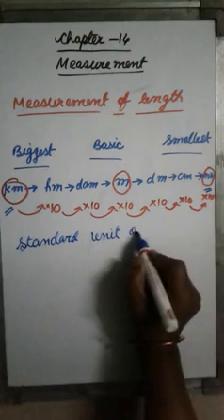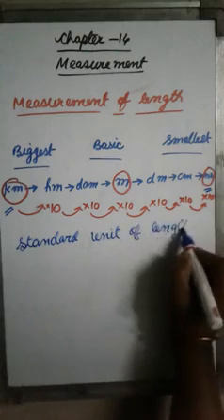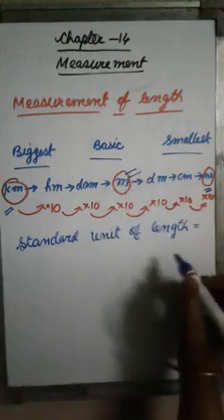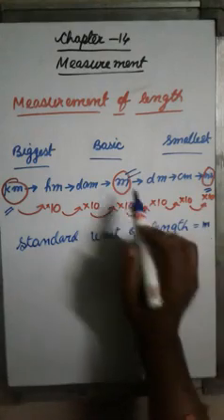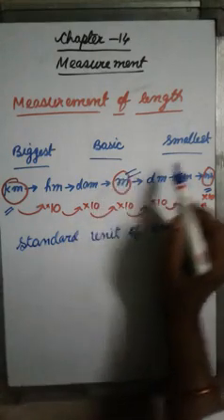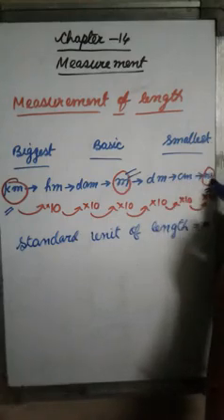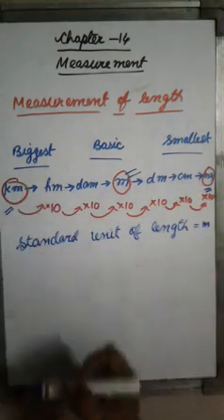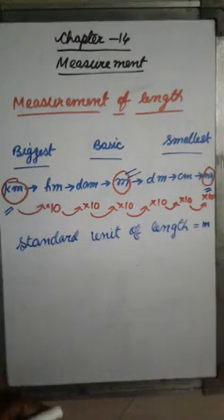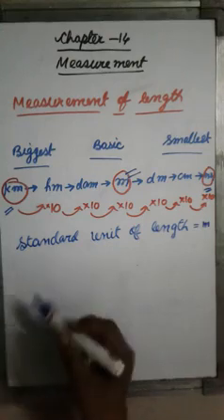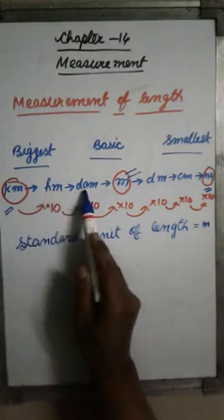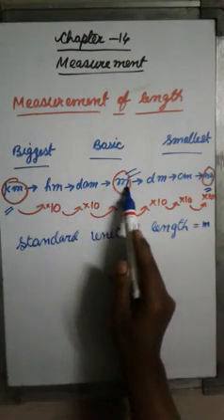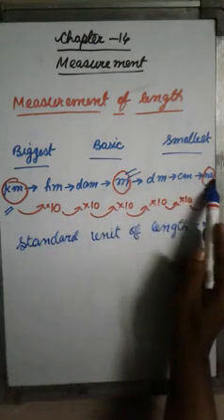Standard unit of length. Standard unit of length is meter. So, standard unit, or we can say basic unit, is meter. The smallest unit is mm, millimeter, and the biggest unit is kilometer. So here we have to convert one unit to another, from kilometer to hectometer. This is hectometer, this is decameter, this is meter, decimeter, centimeter, and millimeter.